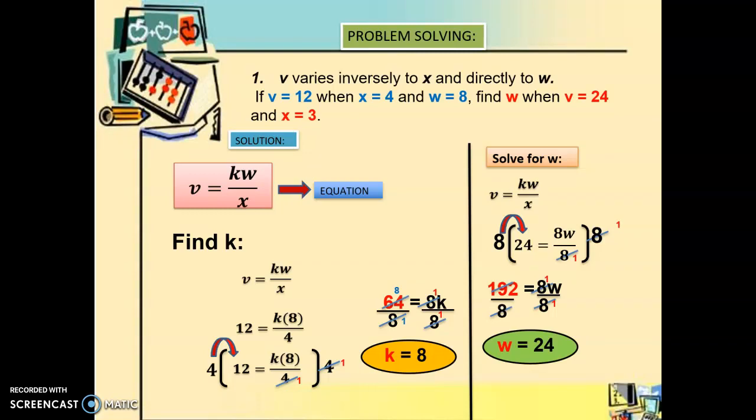Ganun lang po. Kapag varies inversely na, isang naka-direct product at yung isa naman ay naka-quotient.